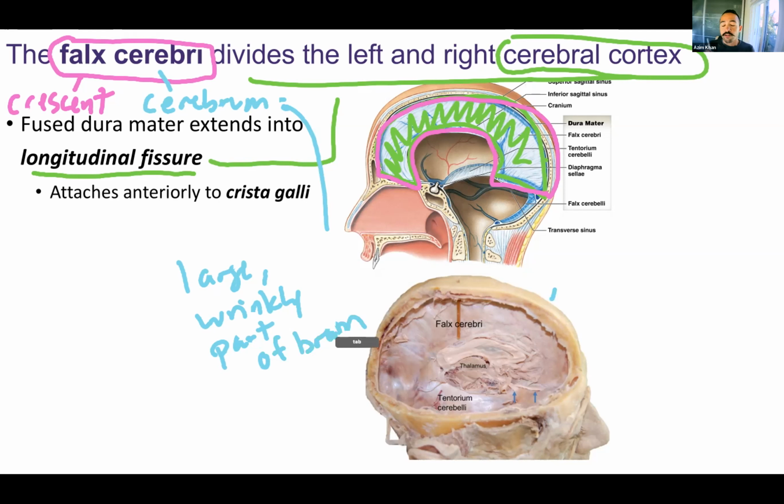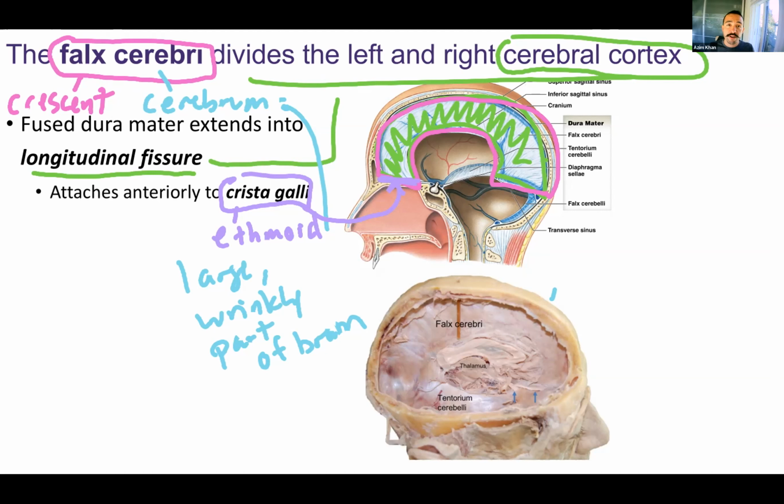So the falx cerebri provides support in between the hemispheres. There is a major dural venous sinus running through it as well. And it needs some way to attach on anterior and posterior sides. We have learned the attachment on the anterior side. On the anterior side, the crista galli is an attachment point. Remember that little crest of the ethmoid bone? The falx cerebri attaches to the crista galli of the ethmoid bone on its anterior portion.